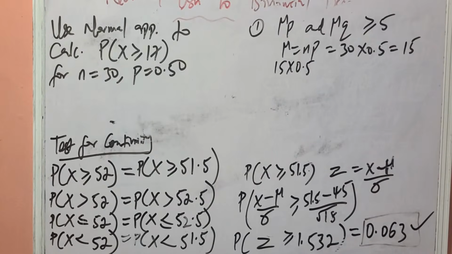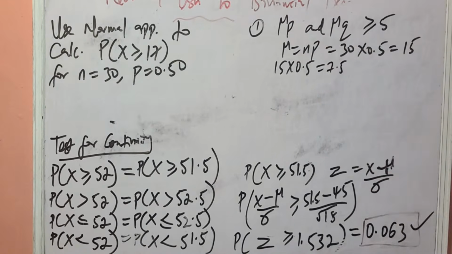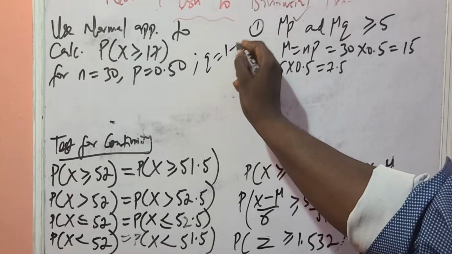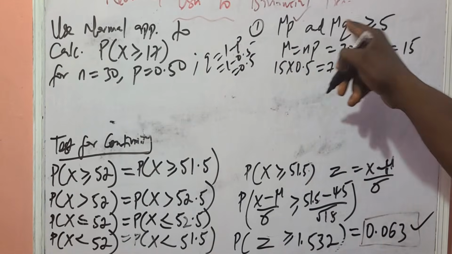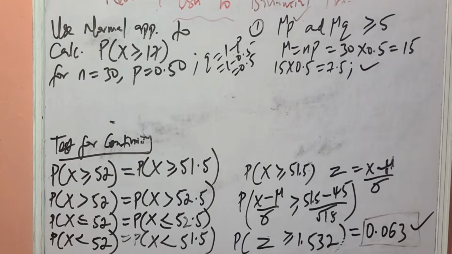What do you get there? You will obviously get a value greater than 5, and that was 7.5. This gave you 7.5. Of course, that means this is checked. The first is checked. And for mu times q, in this case your q is 1 minus p. 1 minus 0.5 will still be 0.5. So your mu times q will also be the same thing we are writing here. So this is confirmed, and we can make use of the normal approximation.